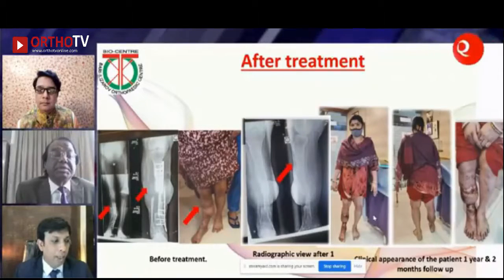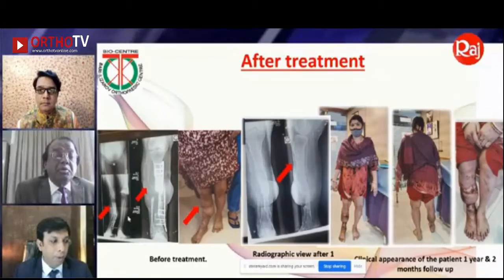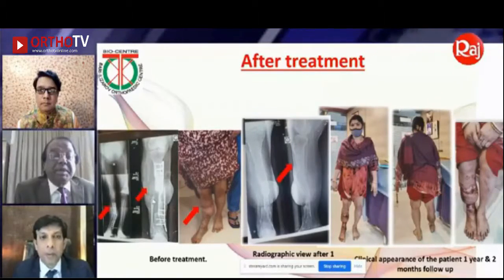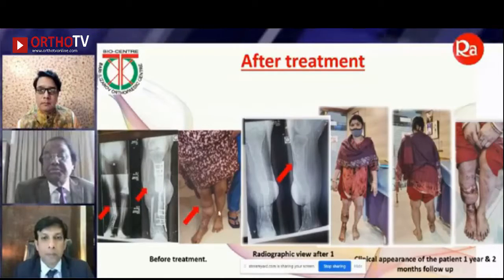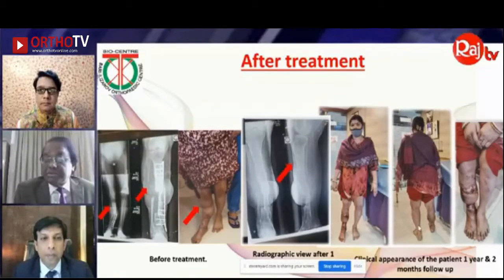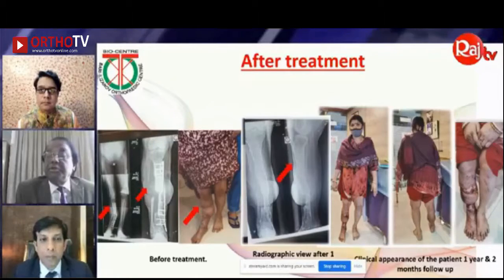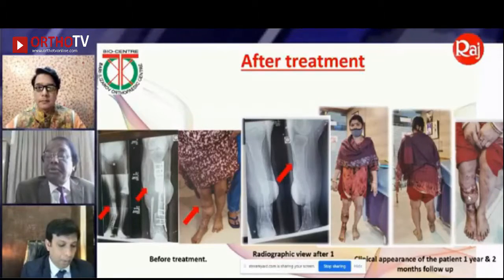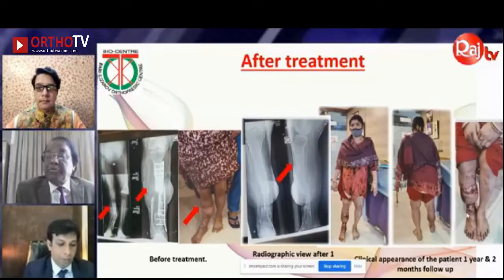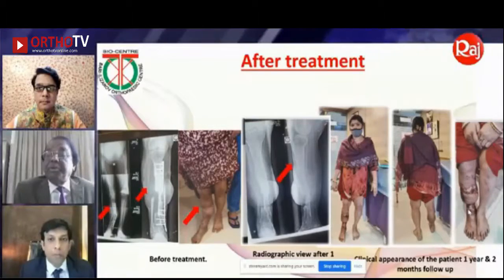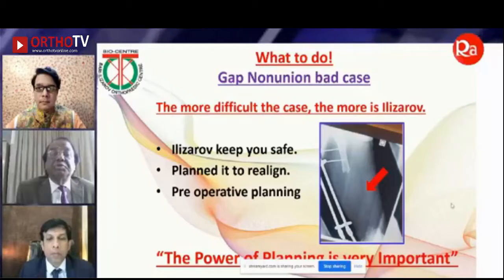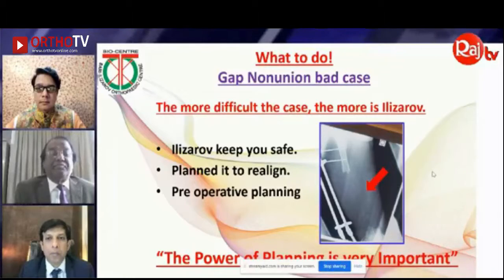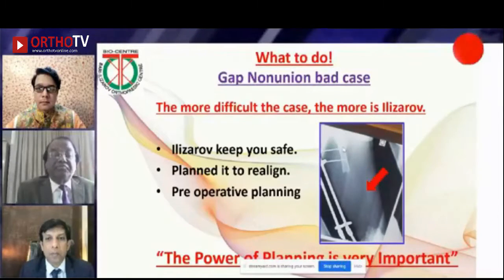And this is before treatment, look at the x-ray, and this double plating was done, fibula grafting was here, and it was a failed case. So after 1 year and 2 months, this is the follow-up. We achieved union, we have controlled the infection, and at the same time LLD was corrected, and deformity was also corrected. So what to do? Gap non-union, bad case. The more difficult the case, the more Ilizarov helps. Ilizarov keeps you always safe.